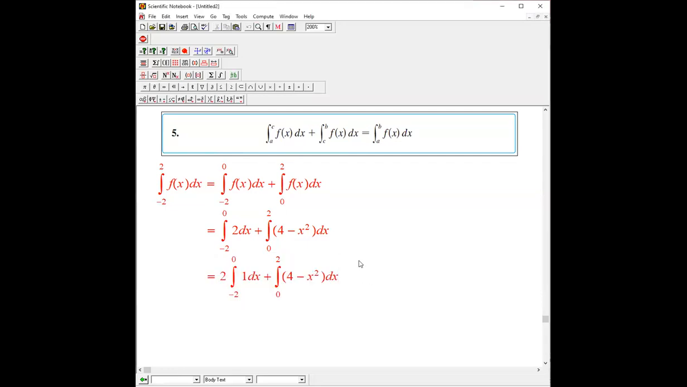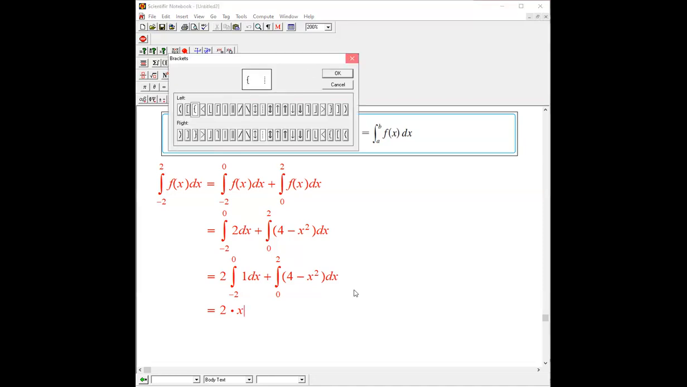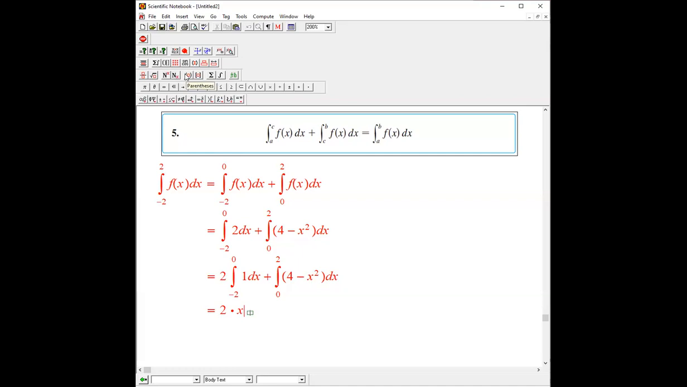Okay, let's continue. We have one integral, and it's been written as 2 integrals on 2 smaller intervals. And then how do we show work next, right? So we just write it down like that. And the antiderivative of 1 is x, right? So we're going to have 2 times x. And if you like, you can write it down. The lower limit is -2, the upper limit is 0.